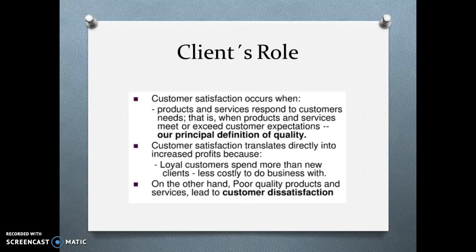Customer satisfaction occurs when products and services respond to customers' needs. That is, when products and services meet or exceed customers' expectations, our principal definition of quality. So it is very important for your final project to actually understand what the customer needs, what they want, what is the hidden need.